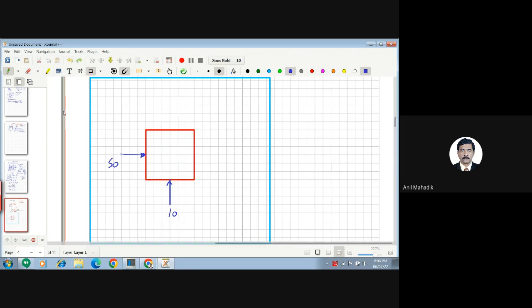And if both forces are the same, what will happen? Both are giving the same force. This is also pushing by the same force and that person is also pushing by the same force. This is also 50, this is also 50. What will happen to this? It will go uniformly. Diagonally it will go, right? Yes or no? So this will be diagonal, right?